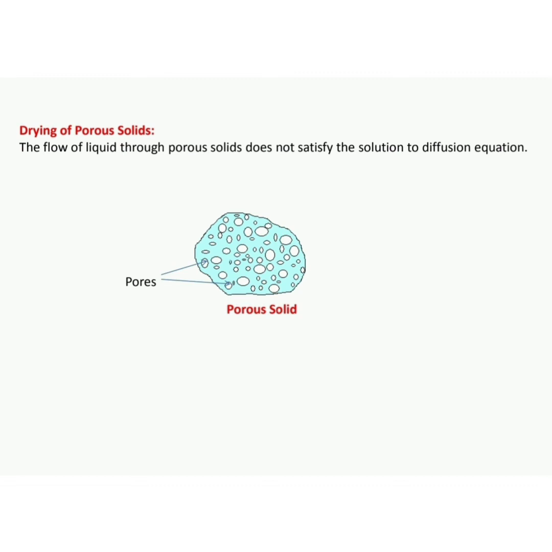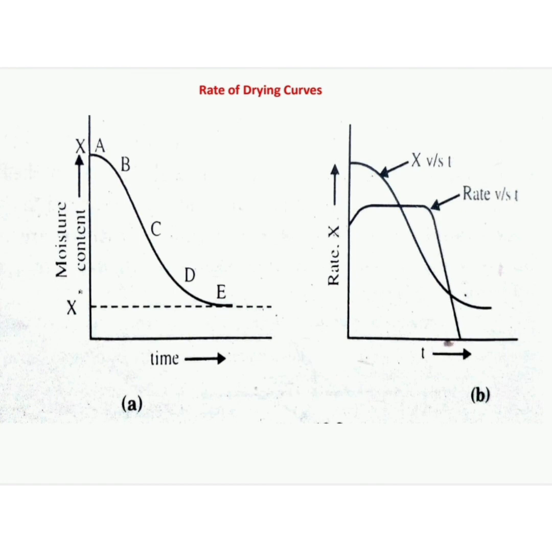These forces pull the water towards the surface of the solid. Small pores develop greater capillary forces than the large pores. As the water at the surface is removed, large pores are emptied first. Rate of drying curves. Drying characteristics of wet solids can be described by the drying rate curves. Consider that the wet solid with initial moisture content x1 are exposed to air of constant temperature and humidity.